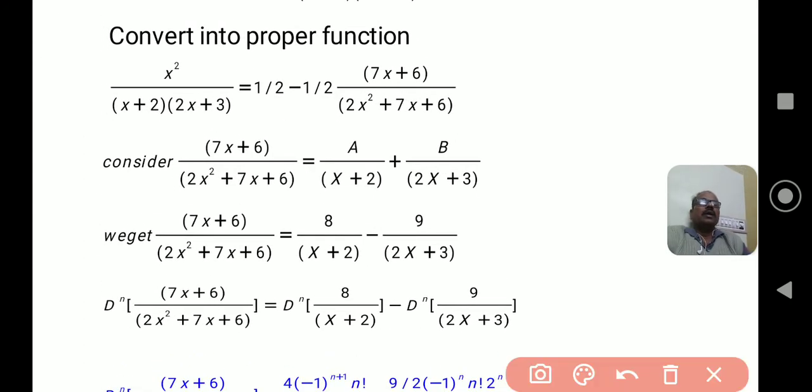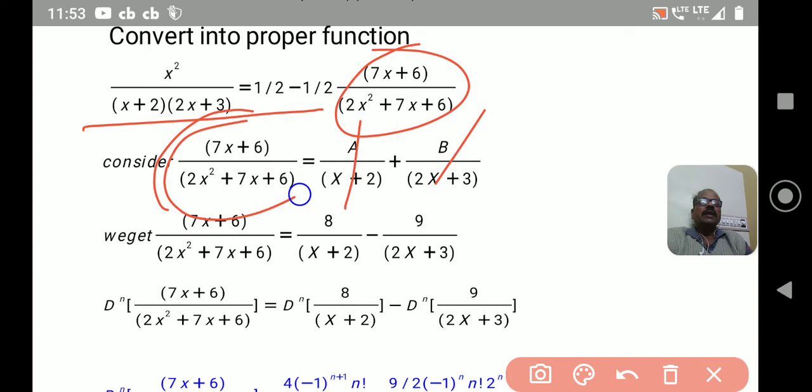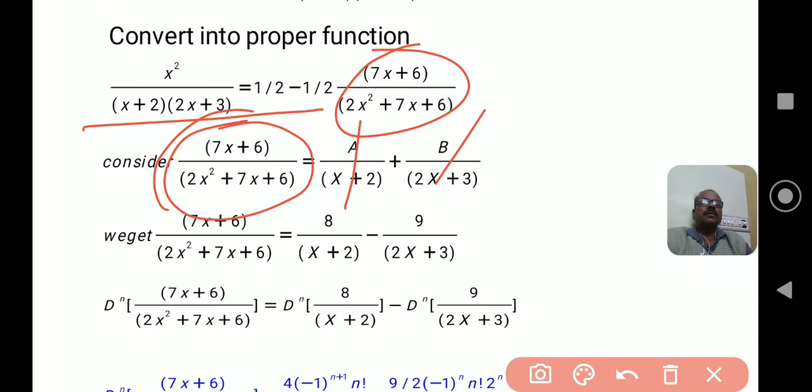The numerator has a linear term, and the denominator has two linear non-repeated terms. We can write it as A by something plus B by something. This is the procedure. Next, whatever the term is mentioned here, individually I am finding these two: 7x plus 6 divided by 2x square plus 7x plus 6. We are writing it as A by and B by.